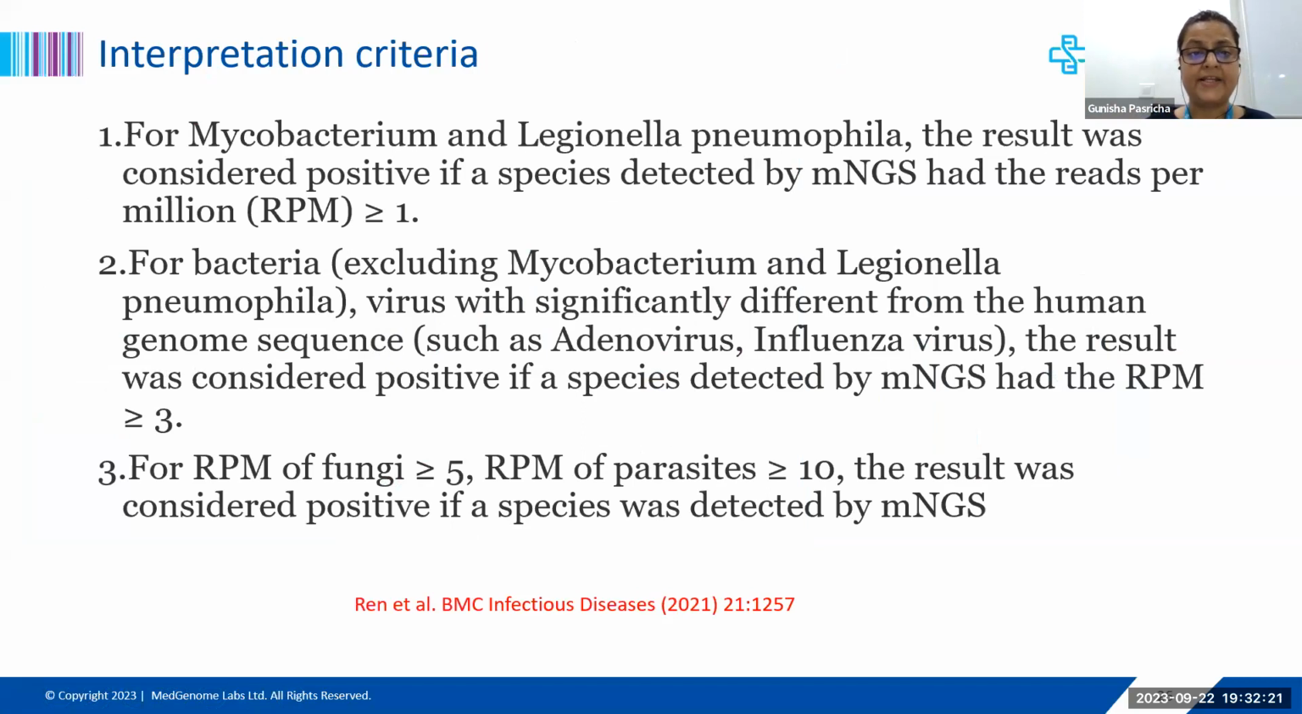I'm just quoting this in case of metagenomics results: if Mycobacterium species or Legionella pneumophila are seen, even if the number of sequencing reads is 1 read per million, then it becomes important. Similarly for adenovirus and influenza viruses, if significantly different from human. And for fungi, greater than 5, or for parasites greater than 10 reads per million, are used as a positive criterion for a species. There are various interpretation criteria, but unfortunately no proper guidelines have been established, though a lot of interpretation criteria have been mentioned.